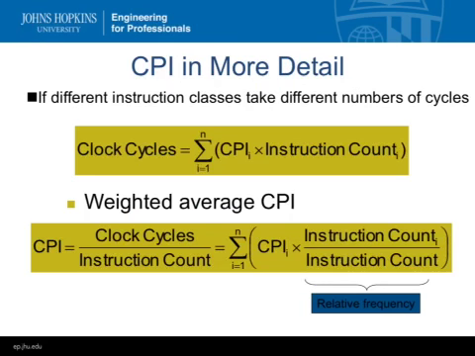So if we have programs with a number of different instruction classes, some more complicated than others, we calculate the total clock cycles in the program by multiplying the instruction count for individual instruction types by its CPI and adding them up. Then we can get a weighted average of CPI by dividing those clock cycles by the total instruction count. So this gives an indication of how complicated the instructions in this program are.